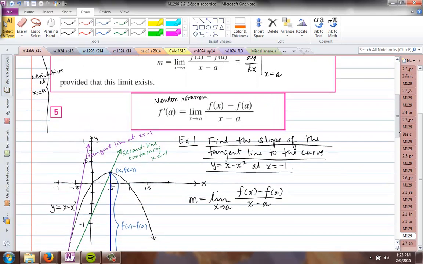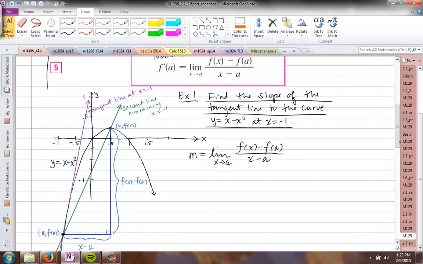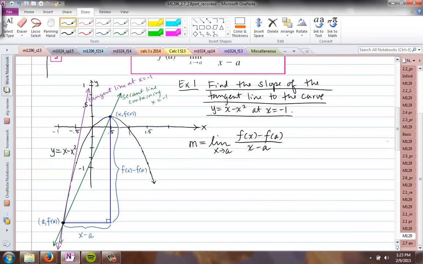We'll get to the picture for example 1 in a minute, but I just want to scroll down to give a visual of this from the get-go. What we have here, my (a, f of a) is down here, and that is our point at which we want the slope of the tangent line, which is shown in purple here, where it says tangent line at x equals a. We talked about what that means and how to draw it, and that's a pretty good representation. So what we're doing is taking a secant line, which is through (a, f of a) and some other point (x, f of x), which I'll point to here.